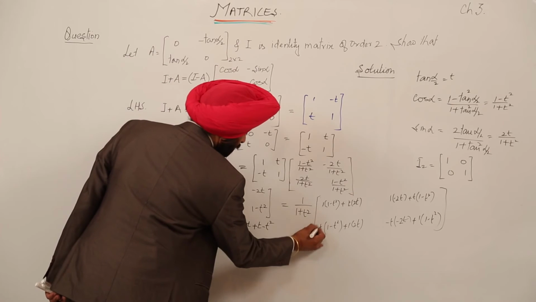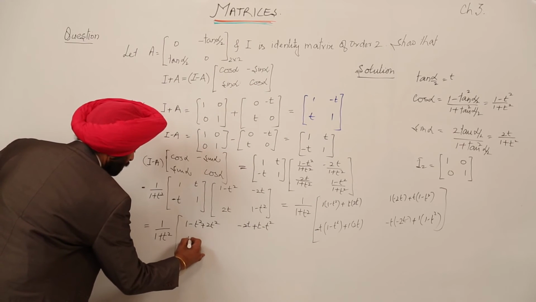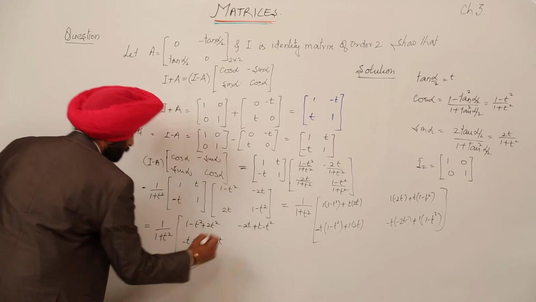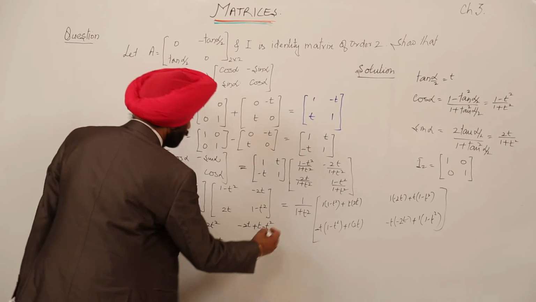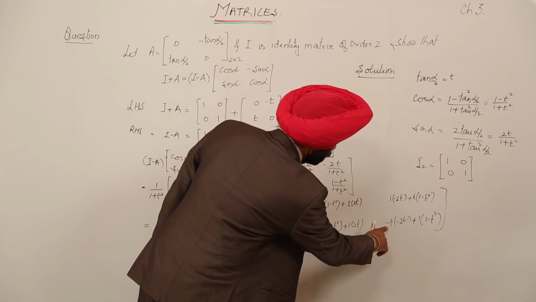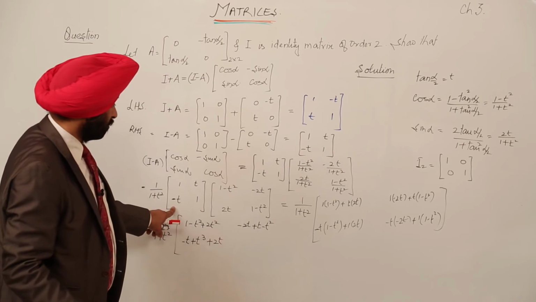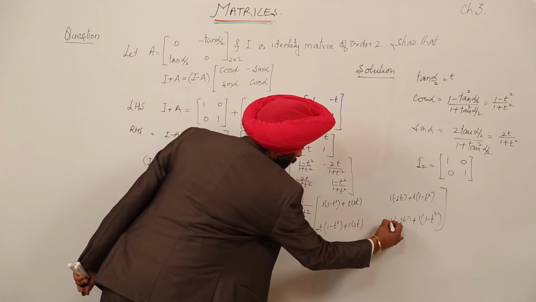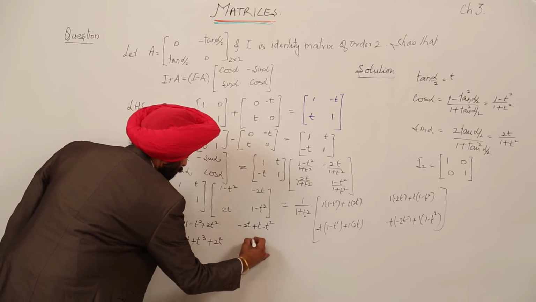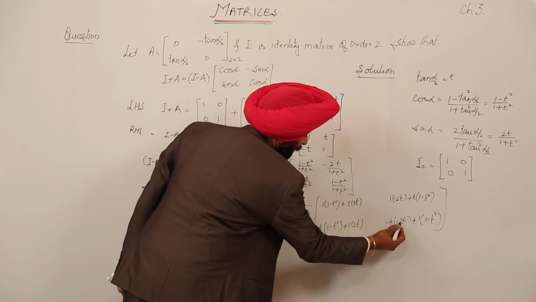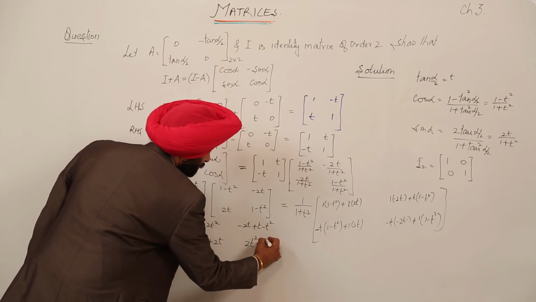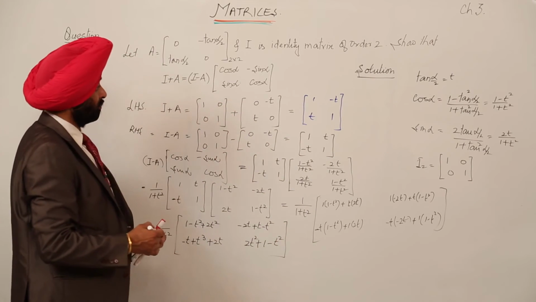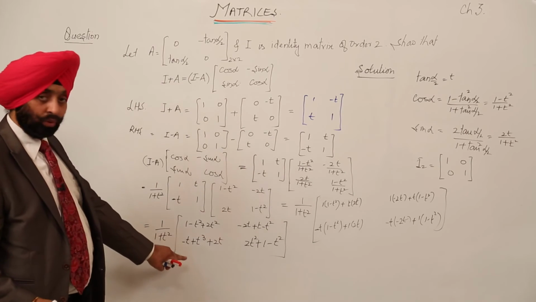Third one, here it is negative. We are having minus t plus t cube plus 2t. And the last one: again this is minus 1, it was minus t with minus 2t. So this becomes 2t square, negative and negative becomes positive, plus 1 minus t square. Okay. So up to here.